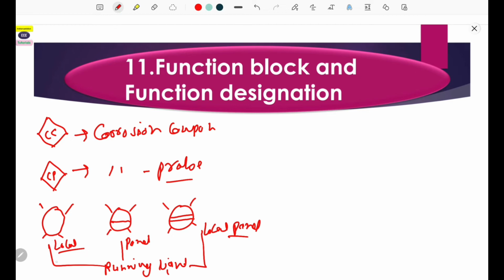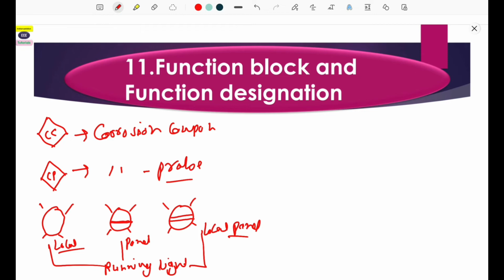If there is no dash, then this is the local running light. If there is one line, then it is a panel running light, and if there are 2 lines in the center, then it is a local panel running light. So this is the meaning of this.